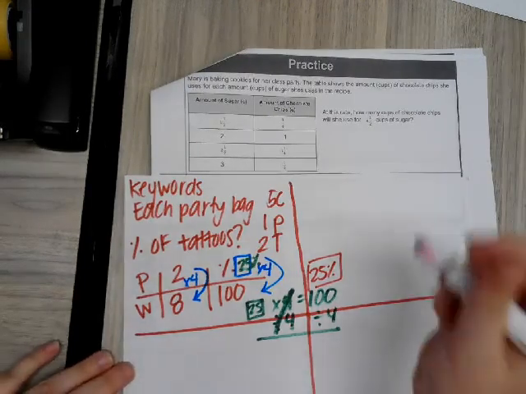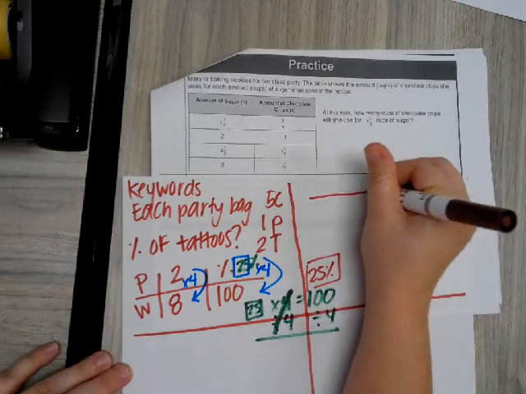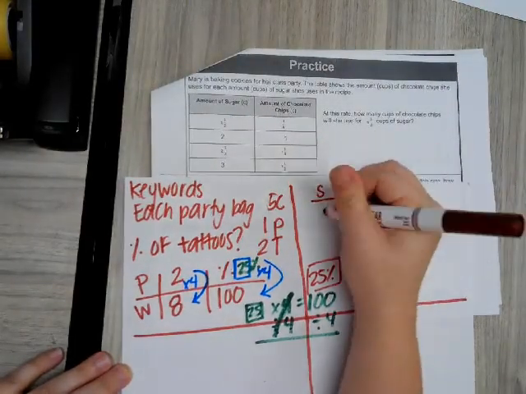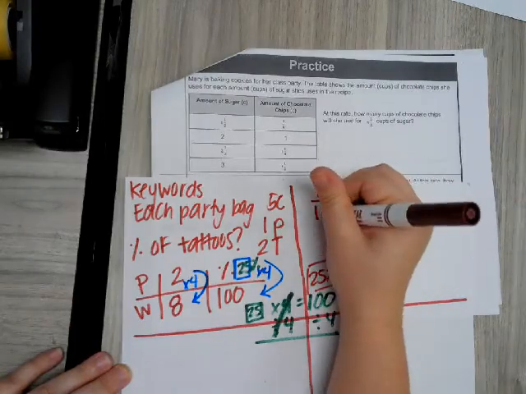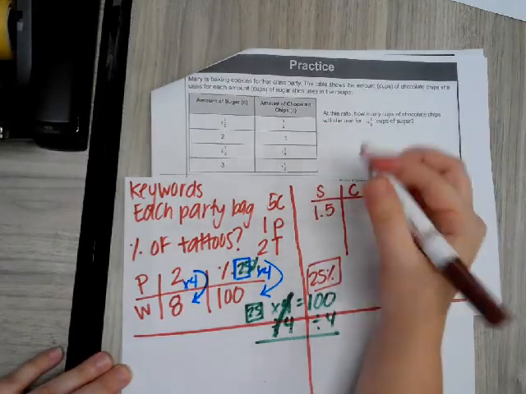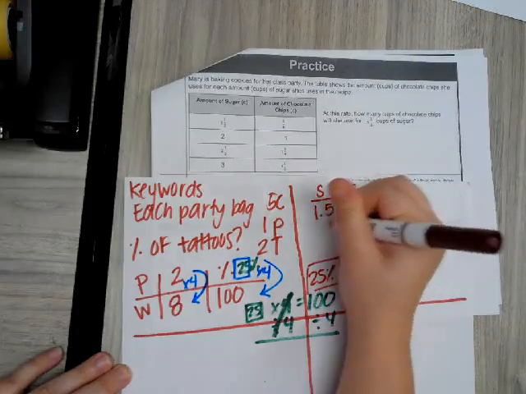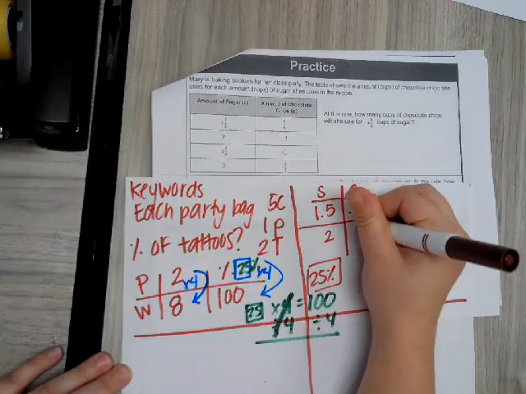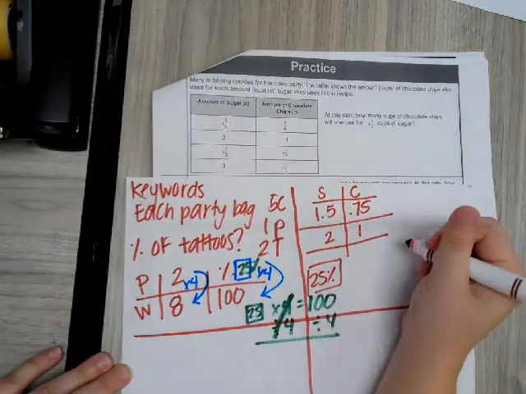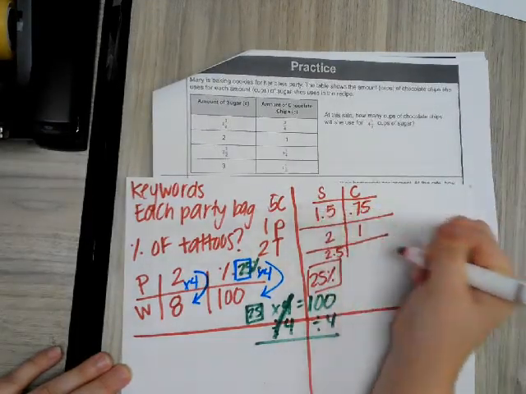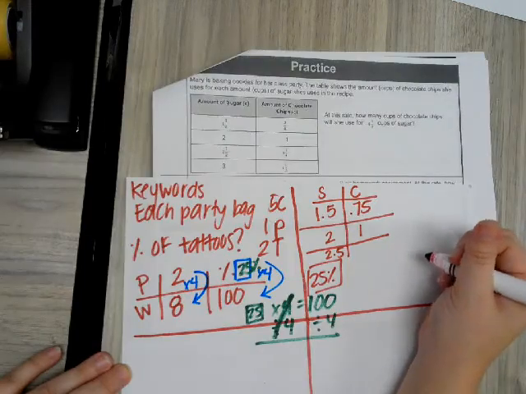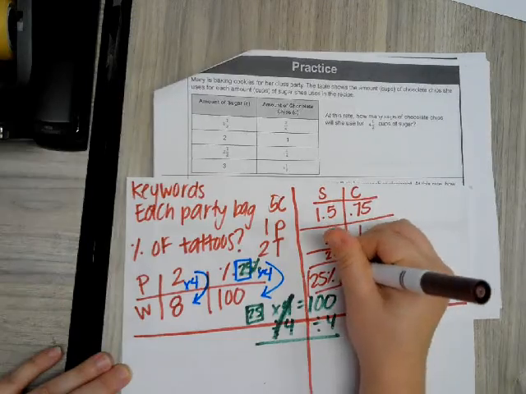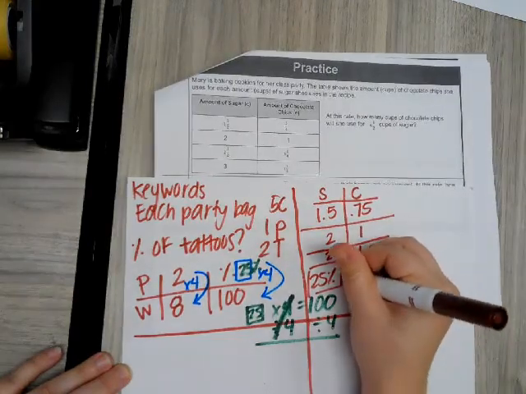So let's go ahead and write our important information. So I'm going to go ahead and write my table. So this is sugar, this is chocolate chips. So 1.5 is for 3/4, that's 0.75. 2 cups of sugar for 1 cup of chocolate chips. 2.5 for 1 1/4, that's 1.25. And then 3 cups for 1.5.